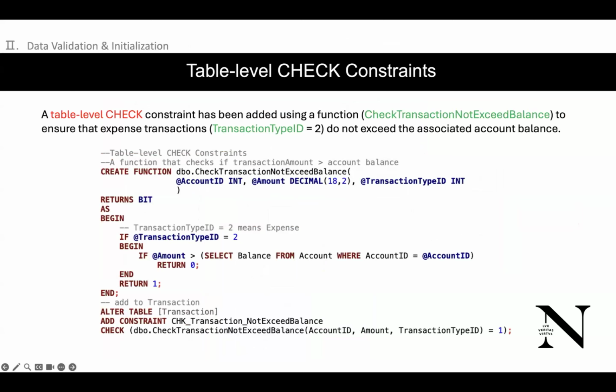I will explain the data validation and initialization part from 3 aspects. First, table level check constraints. A table level check constraint has been added using a function to ensure that expense transactions do not exceed the associated account balance. Next, please.